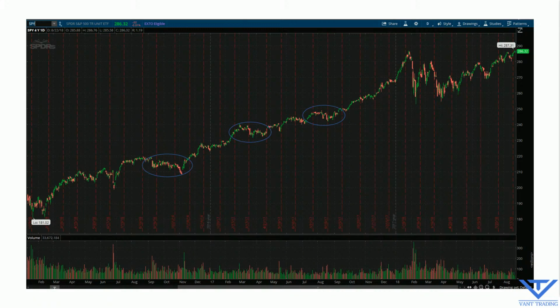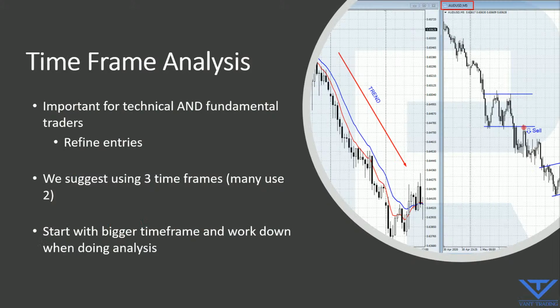Should you look at a chart like this if you're about to scalp and day trade for seconds at a time? No. So that's where you need to understand your time frames. When we're talking about time frame analysis, this is going to be important for technical and fundamental traders, because importantly, it's going to be used to refine your entries. This isn't necessarily there to dissuade you from entering a trade, or telling fundamental traders you need to be looking at charts. But if you can save a fundamental trader from catching a falling knife, why not?